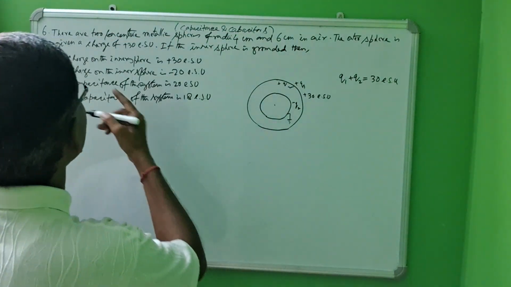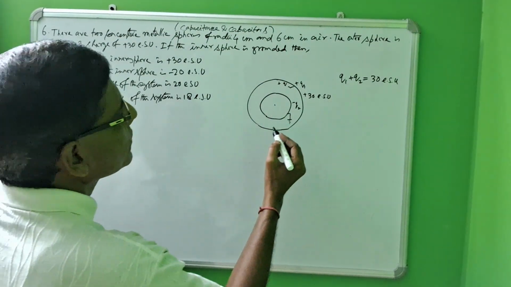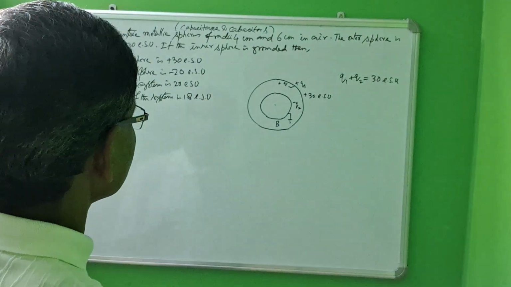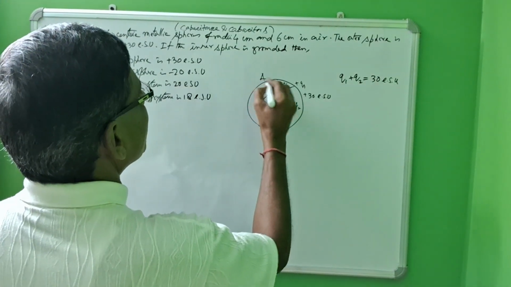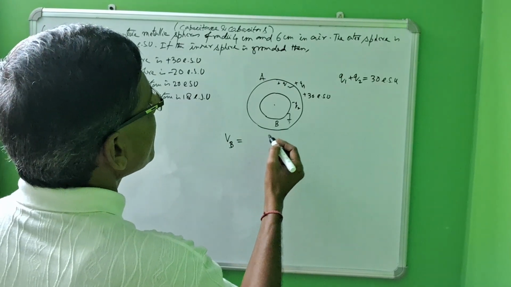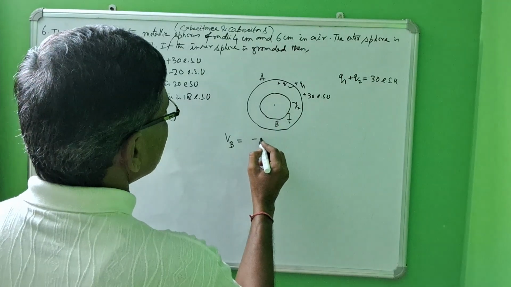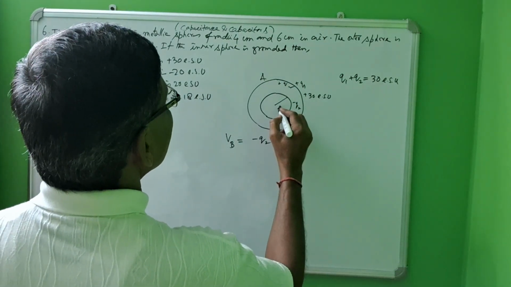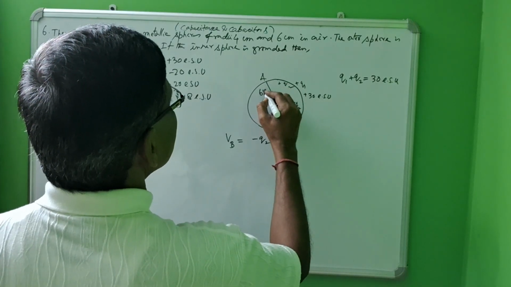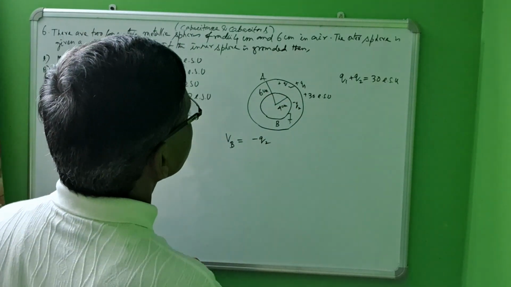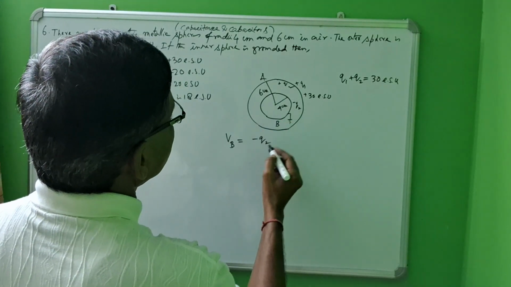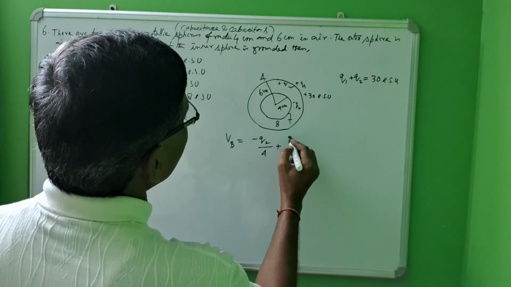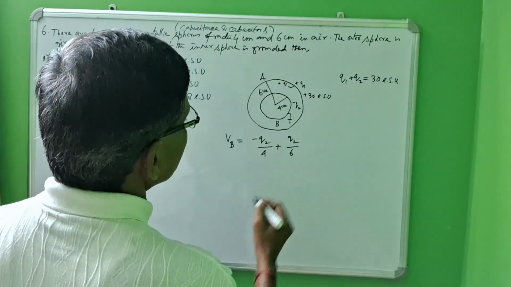So the voltage, suppose this is B and this is A. So VB equals minus Q2, this is radius 4 cm and this is radius 6 cm. Minus Q2 by 4 plus Q2 upon 6.